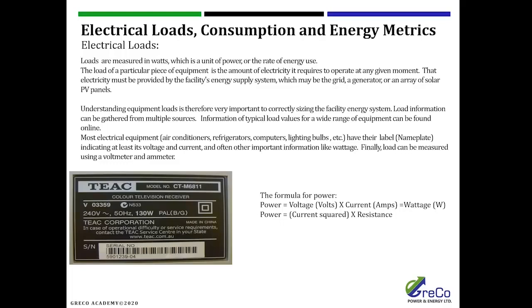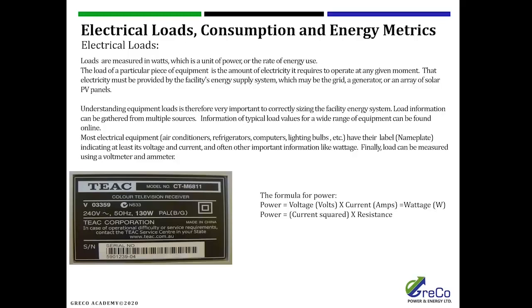Now, in order for us to carry out an energy analysis, we need to understand the equipment load. What is the wattage of this equipment? This will help us in correctly sizing the facility energy management system as a whole. So, we need load information for all the equipment that we use in the whole facility. We need to gather them together, write all their wattages, and write all the hours in which each of these appliances will work.